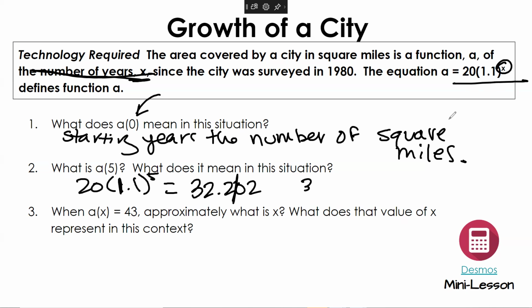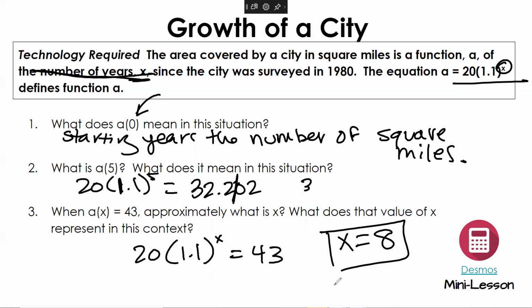Okay. Now on this last one, since we don't have the graph, what you can do is you can type this equation in and literally set it equal to 43. If you look on the graph, it crosses at 8. So you didn't even have to solve anything.